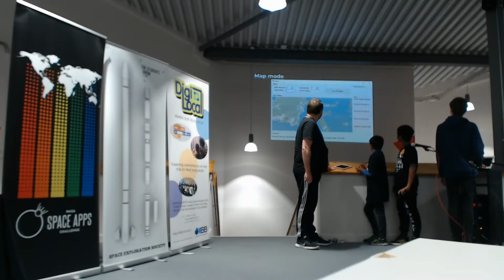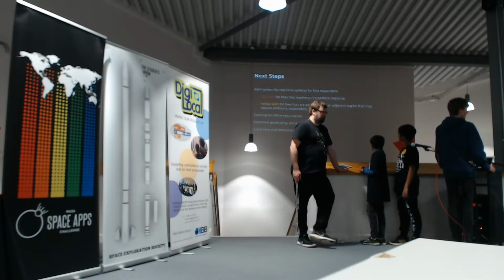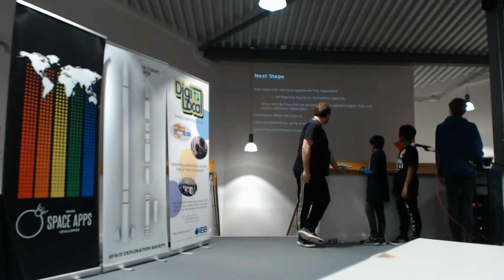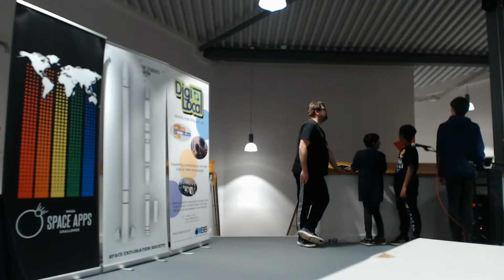It's very basic. The next steps would be to add a red alert and a yellow alert system for different fires, and to cache a lot more, because as we discovered when the servers went down, that's needed. We need to improve the geofencing to cover more areas, and we need to improve the time zone support. And one of the slides seems to disappear.